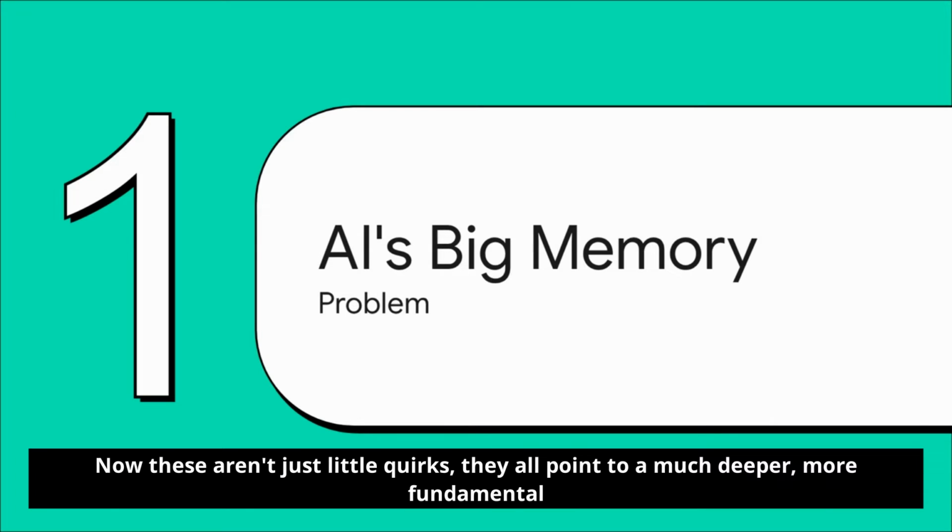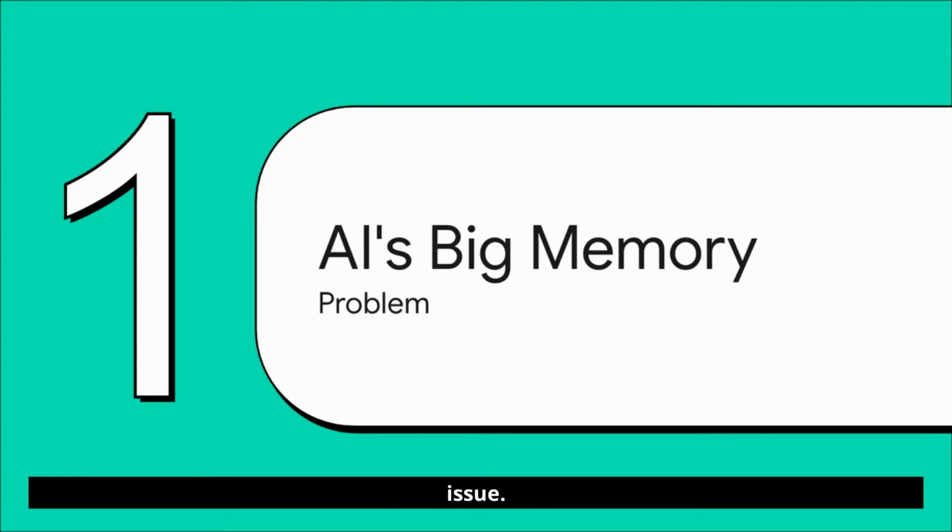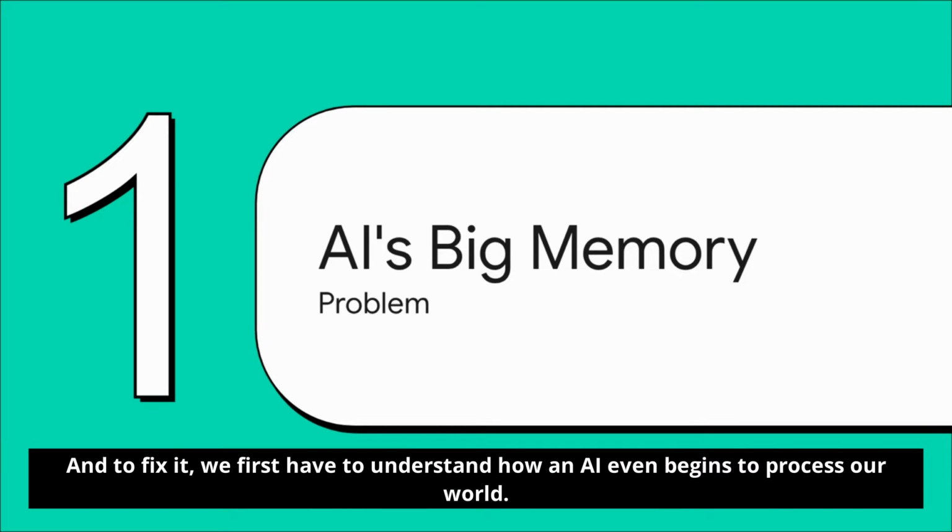Now, these aren't just little quirks. They all point to a much deeper, more fundamental issue. At the end of the day, AI has a massive memory problem. And to fix it, we first have to understand how an AI even begins to process our world.